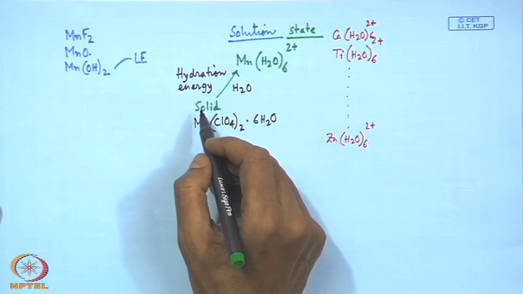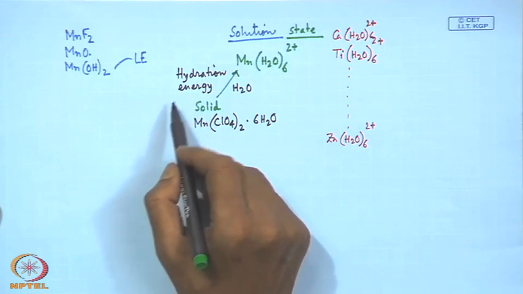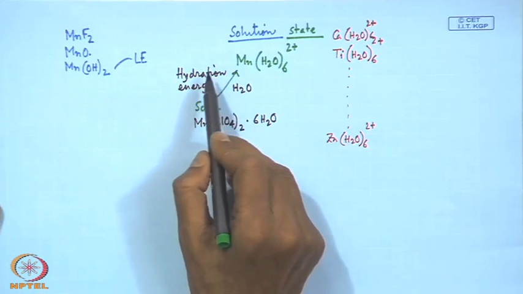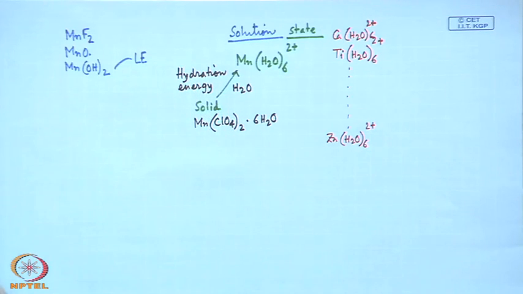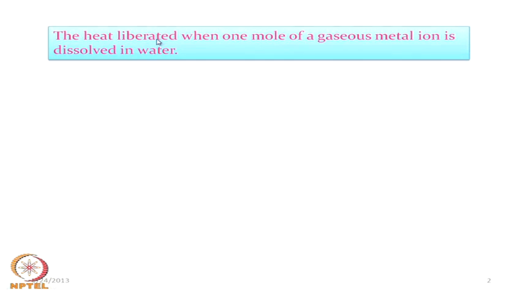So, from a thermodynamic point of view, what is this hydration energy? Hydration energy is nothing but the amount of heat energy which is liberated when 1 mole of gaseous metal ion is dissolved in water. So, the calculations are based on the standard reference of the metal ion in the gaseous state. When the metal ion is present in the solution state, it is basically initially hydrated, then the corresponding heat energy will be liberated due to the dissolution in water.